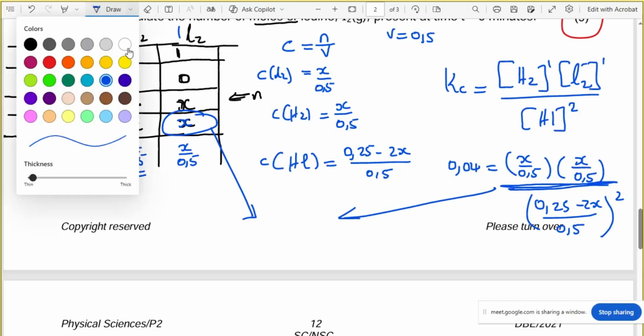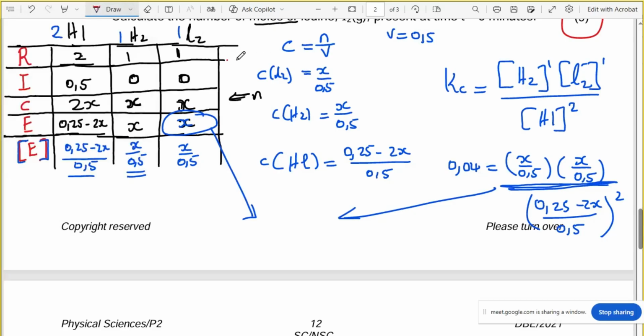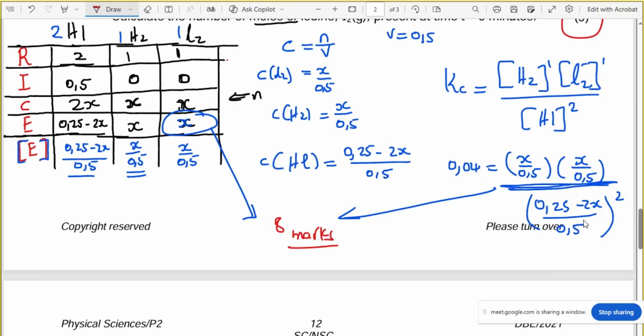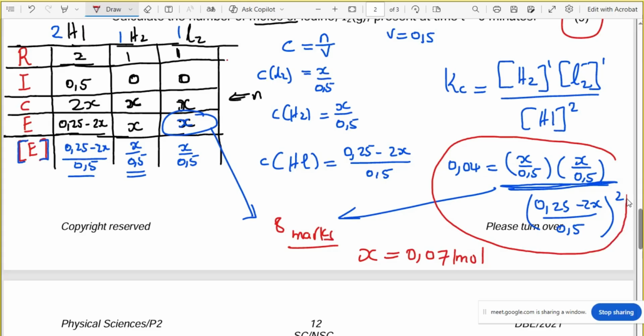So far, look at this. Everything that we did, how many marks do we have? 8 marks. Right? The only 1 mark left is for you to find x. So that's your task. Go and apply the algebra. Let's see if you can manage to find your x. When you solve that, x should be equal to 0.071 mole. Guys, try and see if you can solve this complicated expression.